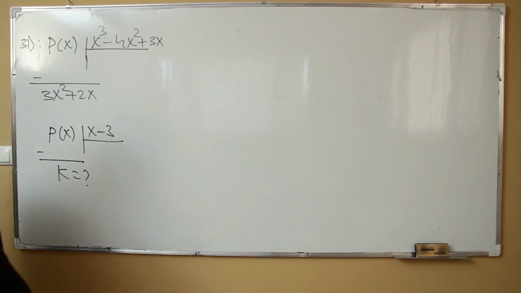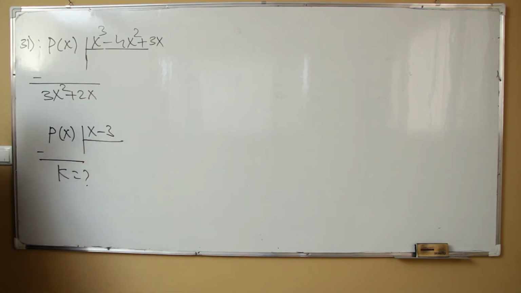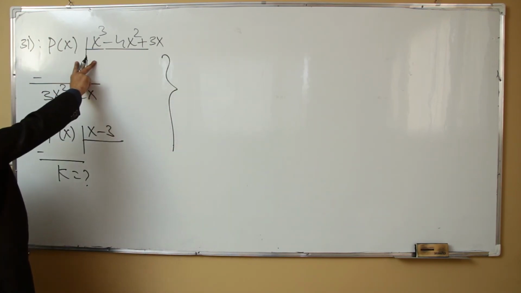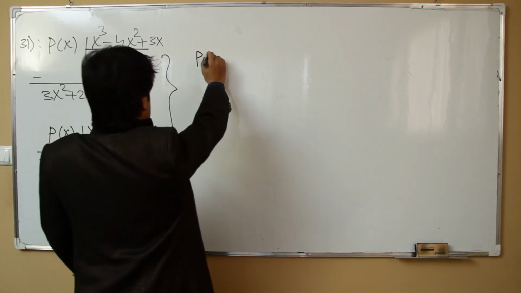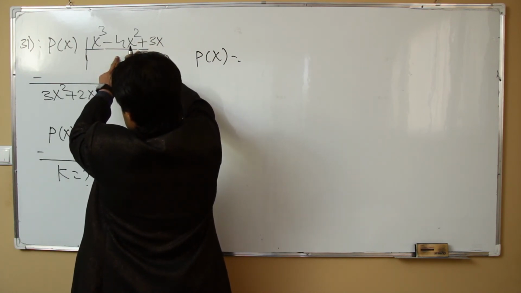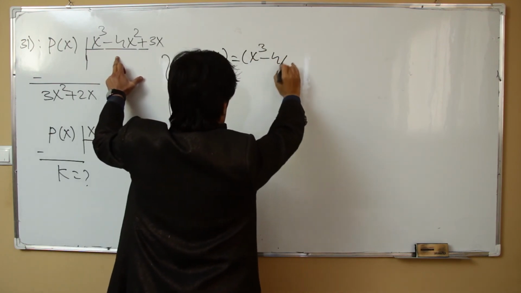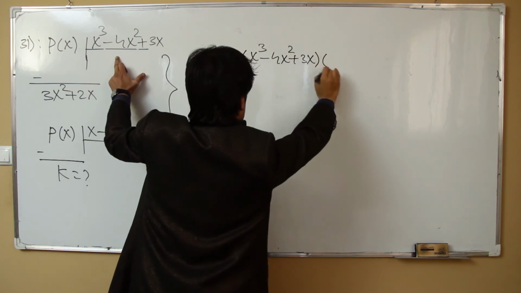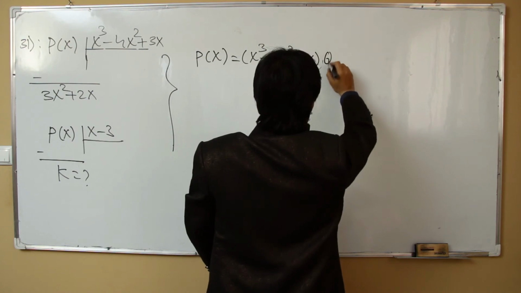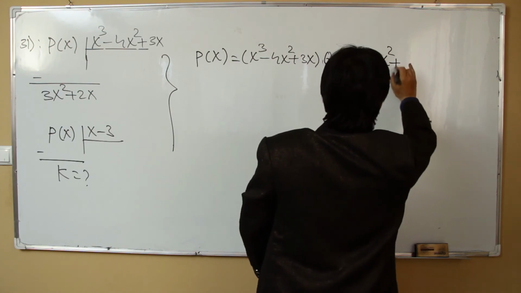Question number 31. P(x) is divided by this polynomial. P(x) is divided by x minus 3. What is the remainder? It's simple. First, if you write this like an equation, how can you write? P(x) is the divisor multiplied by the quotient. It means x cube minus 4x square plus 3x times the quotient, it may be like q(x), plus remainder. What's the remainder? 3x square plus 2x.